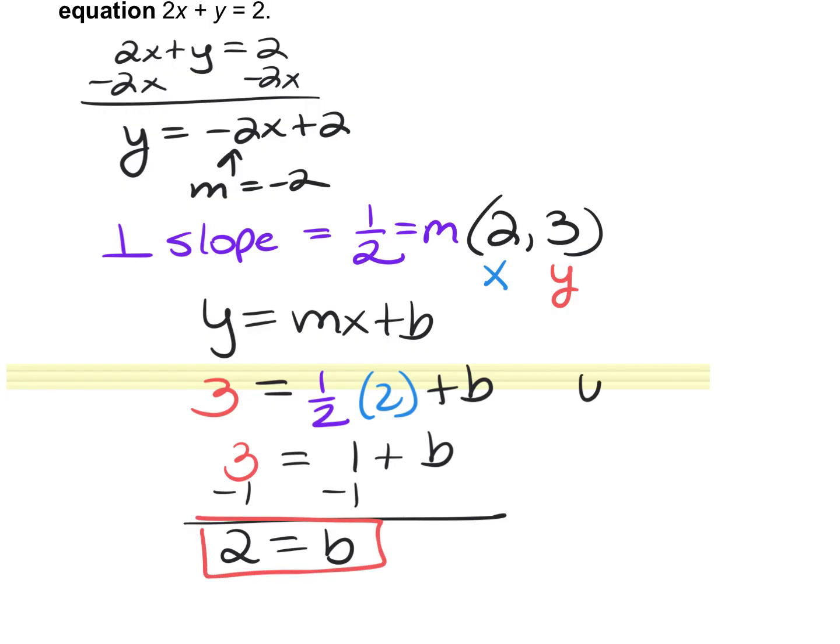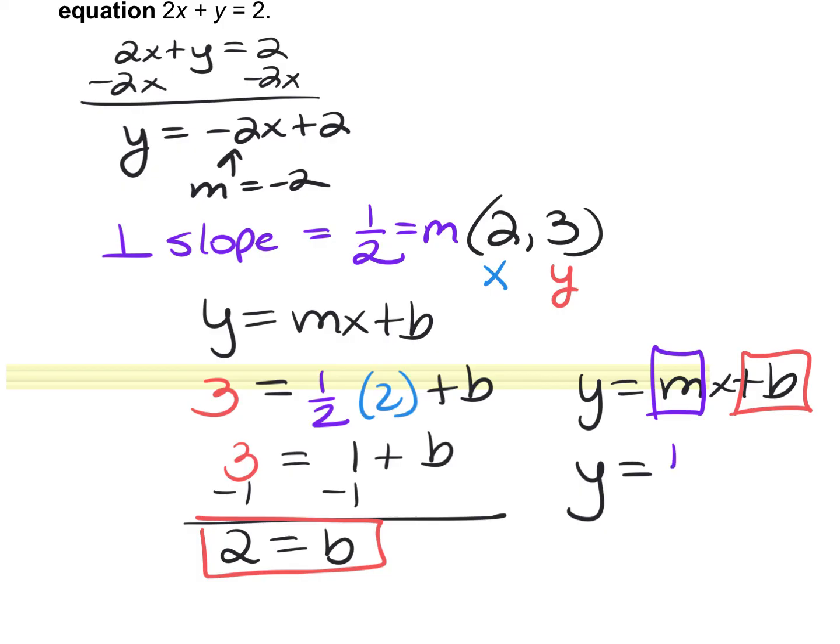So now I take y equals mx plus b, and this time just take out the m, take out the b. So y equals 1/2 x plus 2. And that is the equation that is perpendicular to the given equation and going through that ordered pair.